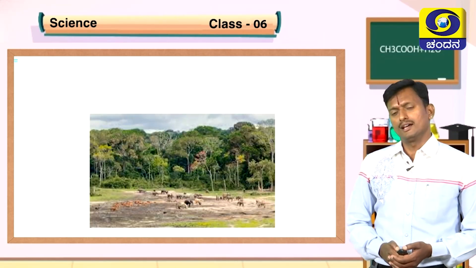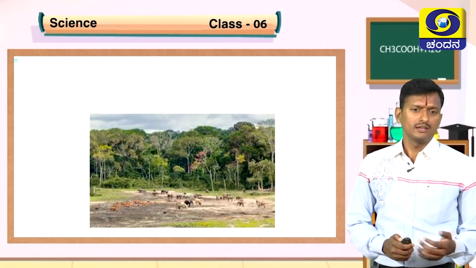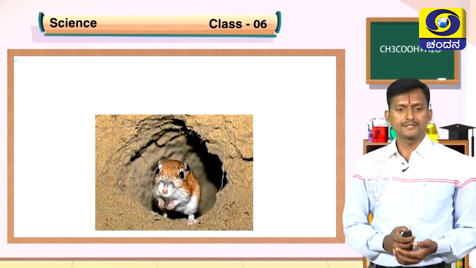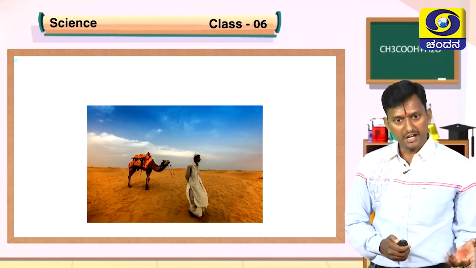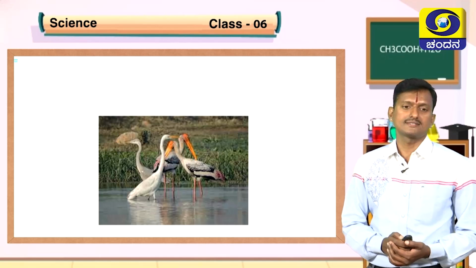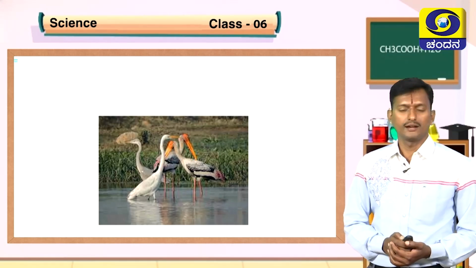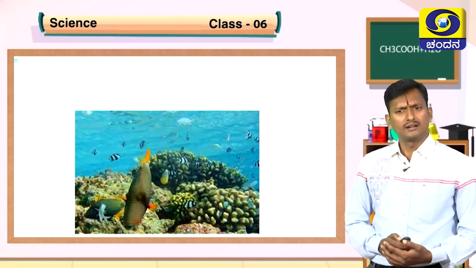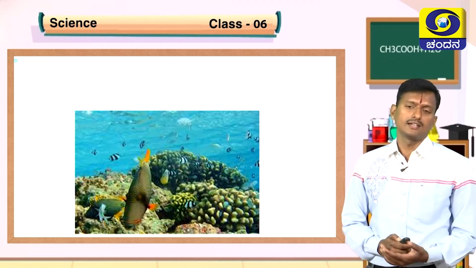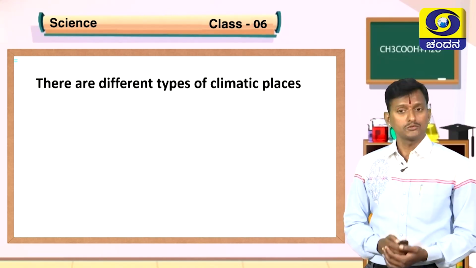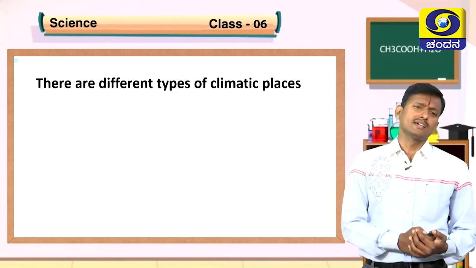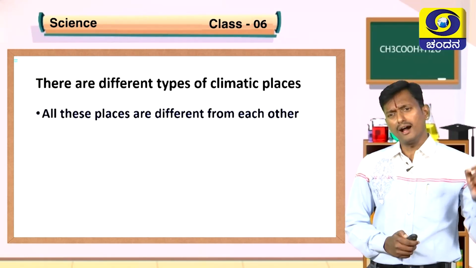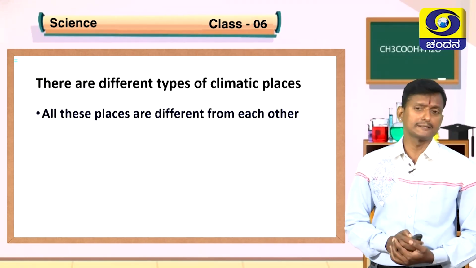Dear students, look at this picture. You are seeing some animals grazing in the forest, a rat sitting in a burrow, a camel in a desert, some birds, cranes, in a pond and a lake, a bear with her babies in a polar region, and different varieties of fishes in a sea. What does all this show? This shows that there are different types of climatic places, isn't it? All these places are different from each other.